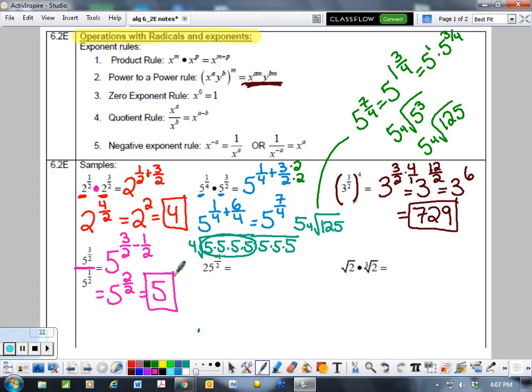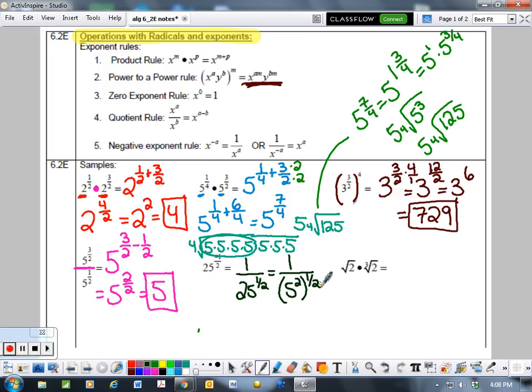Okay, and so now let's go ahead and look at another property. I have 25 to the negative 1/2 power. So with negative, that means I move it to the bottom. So now it's really 1 over 25 to the 1/2 power. I can actually do this another way. I could say that 25 is really 5 to the 2nd power, and that's being raised to the 1/2.